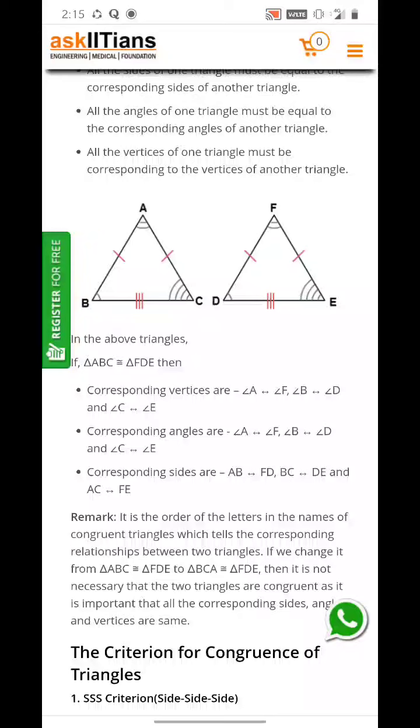In a similar fashion, corresponding sides: AB corresponds to side FD, BC to DE, and AC to FE. So these are the rules in triangles. Angles must correspond to each other, arms must correspond to each other, and vertices must correspond to each other.